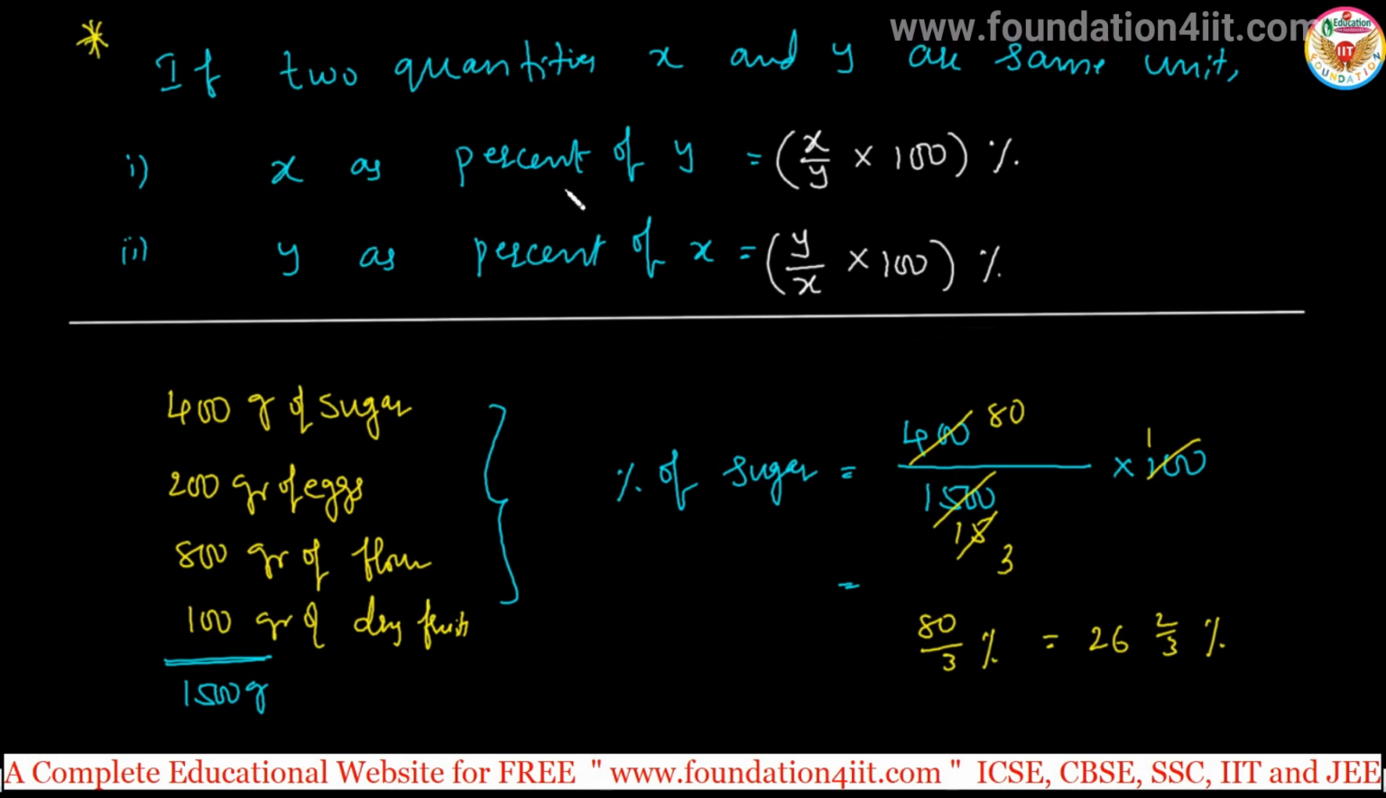Which one is asked first? That should be on the numerator. Percent of what value or what quantity? That is in the denominator. To convert into the percentage, multiply with 100 and simplify. Okay, this is the way.